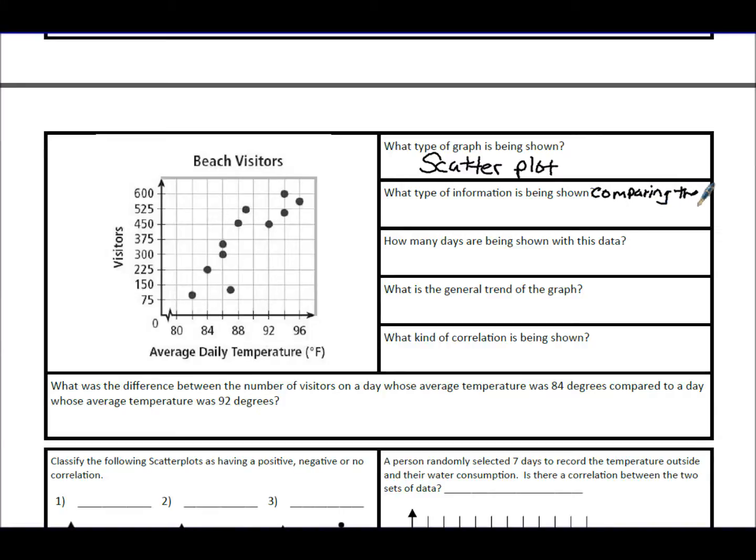So we're comparing for each day or each set of data the temperature of that day, and we're comparing the temperature of the day to how many people went to the beach that day. So we're comparing the daily temperature of a given day, so a random day, to the number of visitors to that beach.